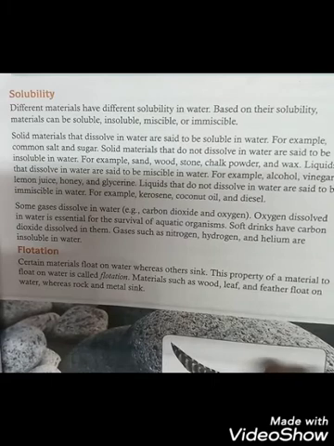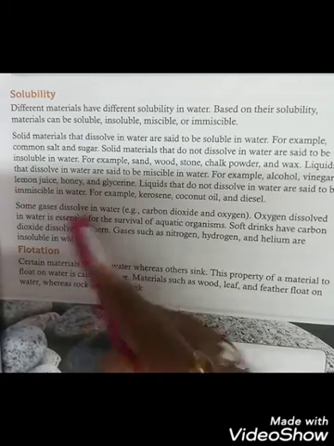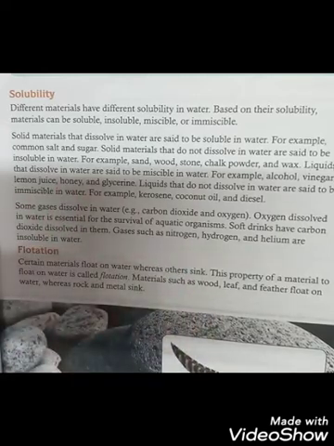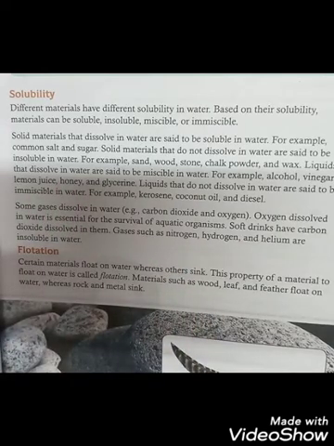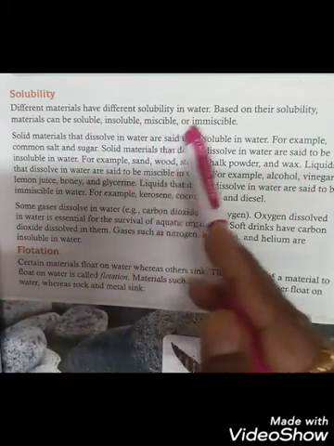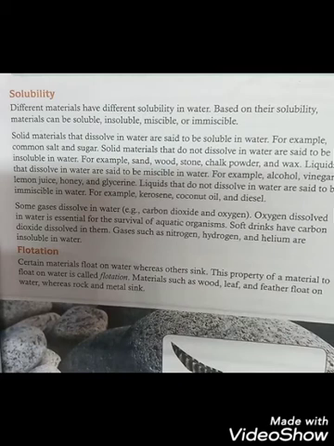But those that do not dissolve in water are said to be immiscible in water, like coconut oil, diesel, kerosene, any type of oil is immiscible. They cannot be mixed with water. So based on the solubility, the materials can be soluble, insoluble, miscible and immiscible.